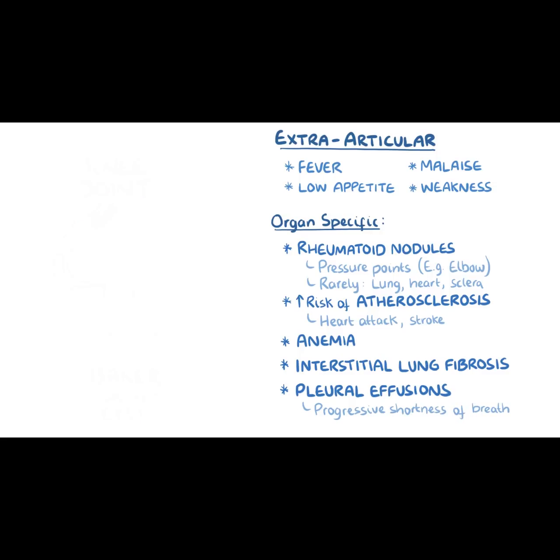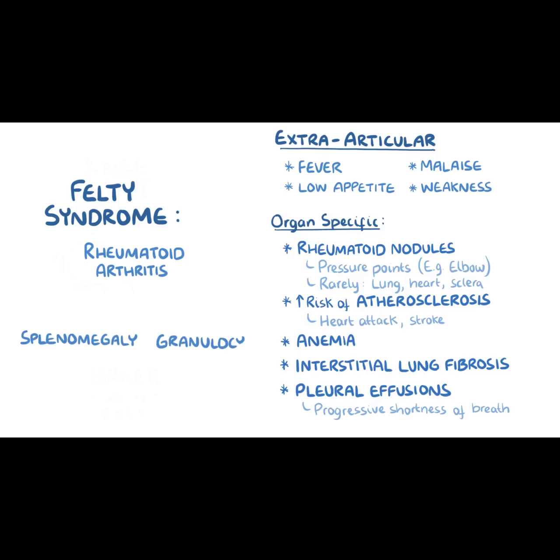One particularly serious condition that's associated with rheumatoid arthritis is Felty syndrome, which is a triad of rheumatoid arthritis, splenomegaly, and granulocytopenia, and it can lead to life-threatening infections.